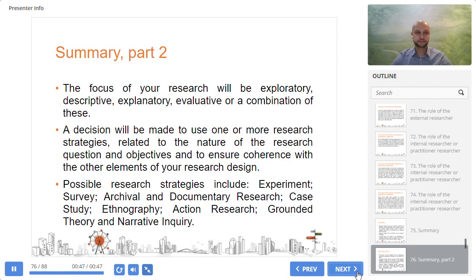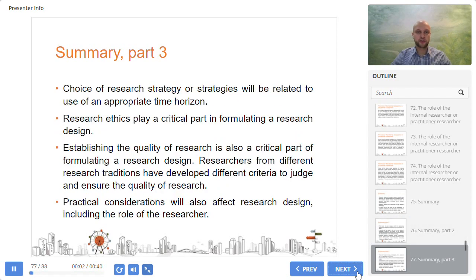Summary Part 3. Choice of research strategy or strategies will be related to use of an appropriate time horizon. Research ethics play a critical part in formulating a research design. Establishing the quality of research is also a critical part of formulating a research design. Researchers from different research traditions have developed different criteria to judge and ensure the quality of research. Practical considerations will also affect research design, including the role of the researcher.